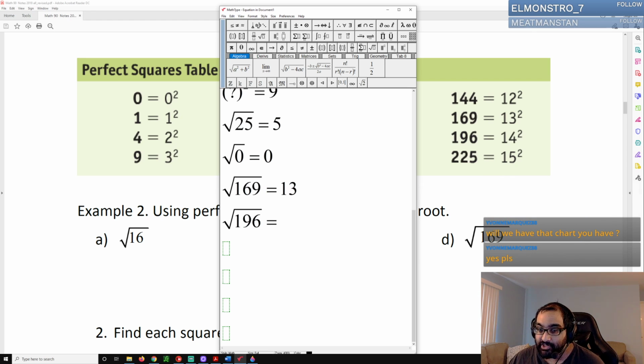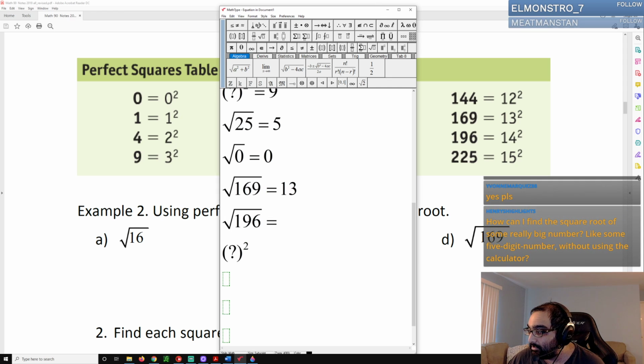Okay, let's do the square root of 196. So again, one more time here. What number squared equals 196? I got that backwards. All right.